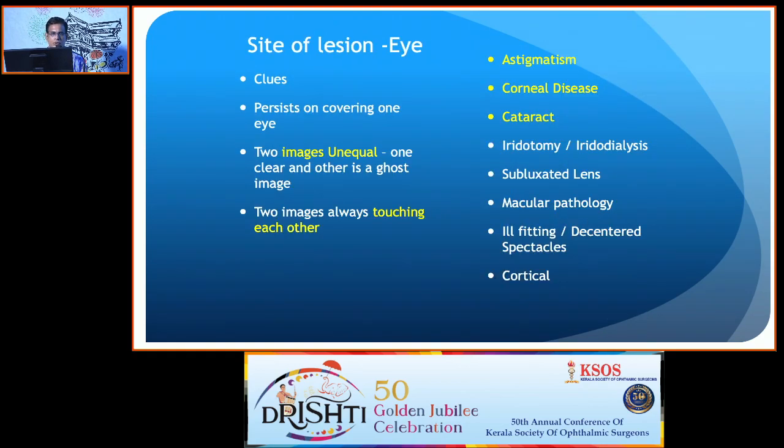Site of the lesion: so uniocular diplopia, obviously you're thinking the lesion is in the eye, and sometimes this can be subtle, like an astigmatism, corneal disease, or even cataract, which can sometimes be misleading. Typically patients say, when you ask them, that the images are unequal, and also the images are usually touching each other, but that is if it is two images, of course.